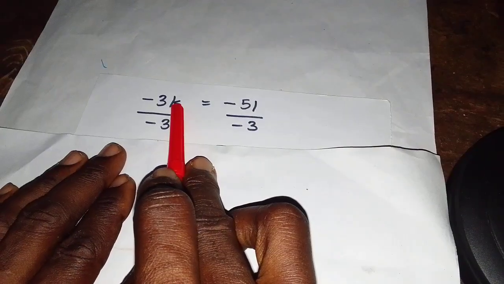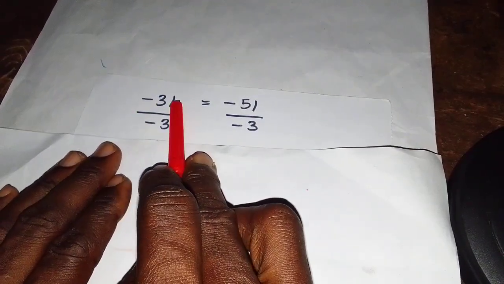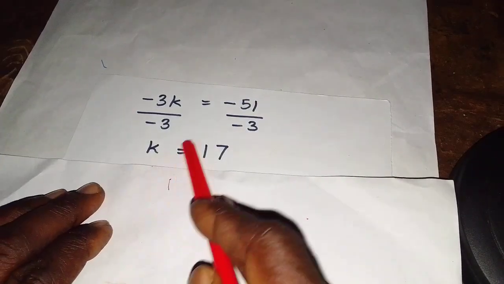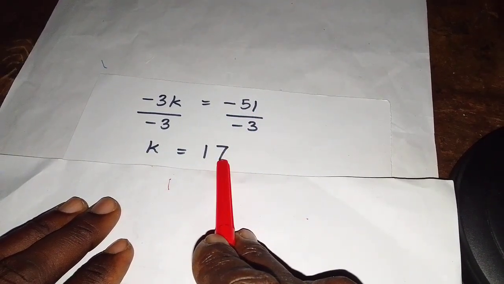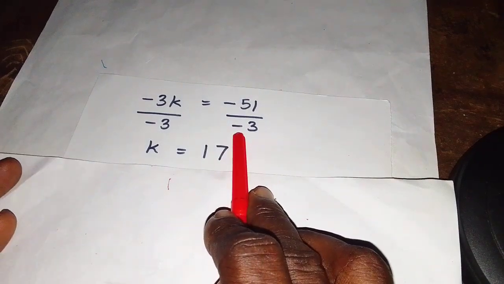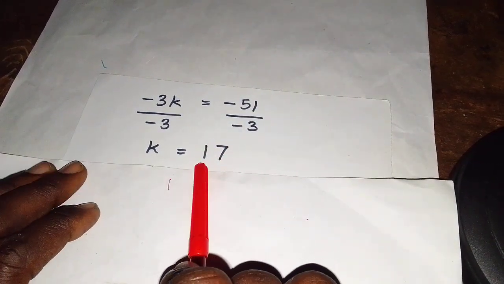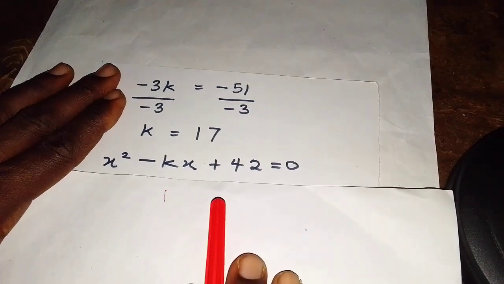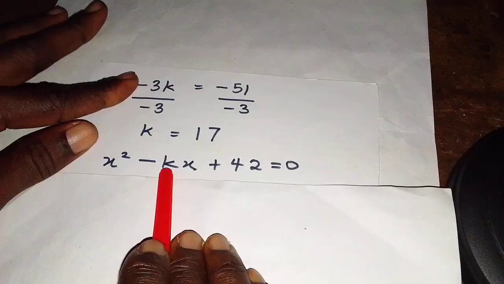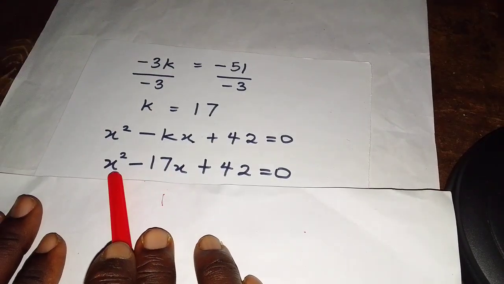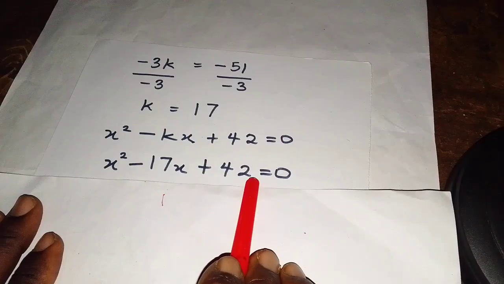When you divide, minus 3 divided by minus 3 here is 1, remaining k. So you are left with k here. Minus 51 divided by minus 3 will give you plus 17. Minus divided by minus is plus. 51 divided by 3 is 17. So the value of k is 17. So you are going to substitute 17 where we are having k. So the real equation should be x squared minus 17x plus 42.